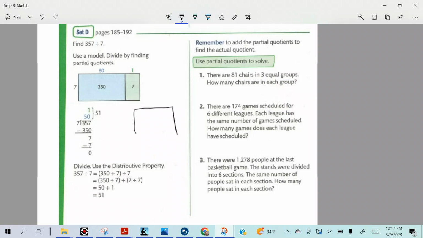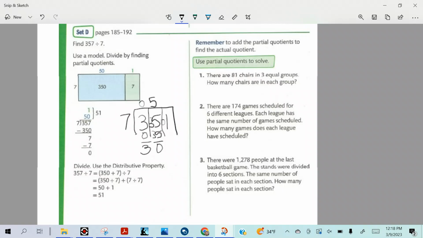So you have 7 divided into 351 with the box method. 7 can go into 3 0 times. 0 times 7 is 0. Then you subtract and you have 3. That 3 then comes up into your tens spot here. 7 divides into 35 5 times. 5 times 7 is 35. Then you subtract, which is 0.